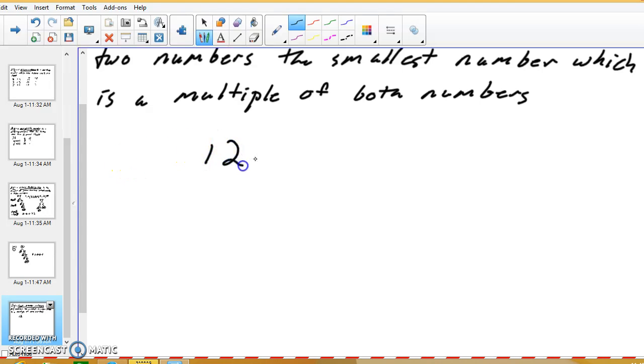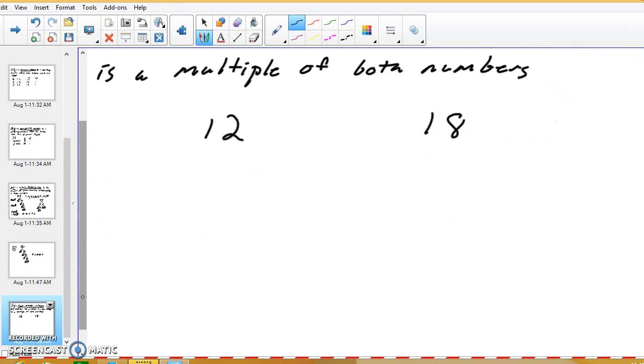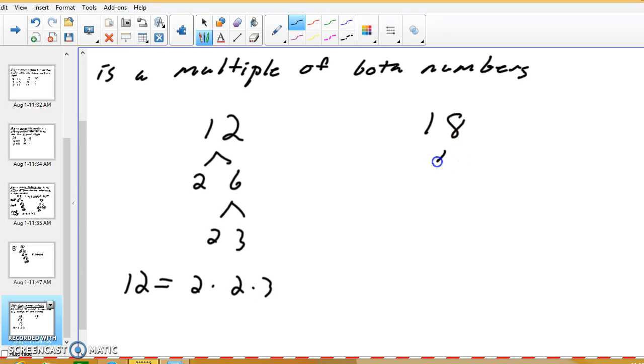So say we're working with the numbers 12 and 18. Again, our goal here is to find the smallest multiple that each number has in common, the least common multiple. So the first step is find the prime factorization of each number. So 12 is equal to 2 times 2 times 3, and 18 is equal to 2 times 3 times 3.